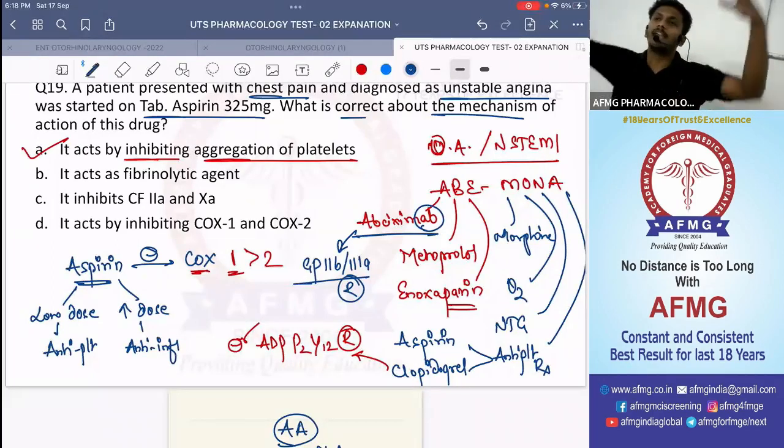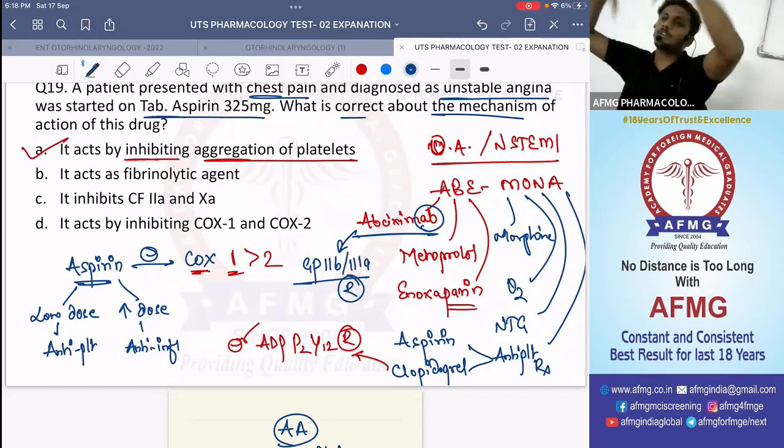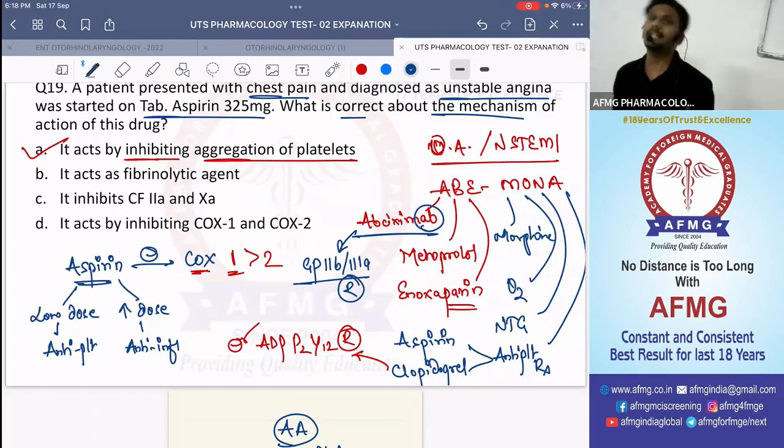And what happens with this glycoprotein 2B3A receptor? The platelets can attach to each other. ठीक है, platelets can attach to each other. If the glycoprotein 2B3A receptor is inhibited, the platelets cannot attach to each other. That will inhibit the aggregation of platelets again. ठीक है. So these are the three antiplatelet drugs. We will talk about anticoagulants further. कोई दिक्कत नहीं है. Done with antiplatelets.